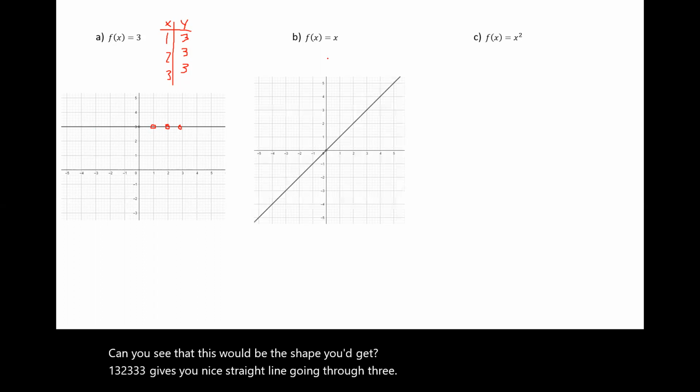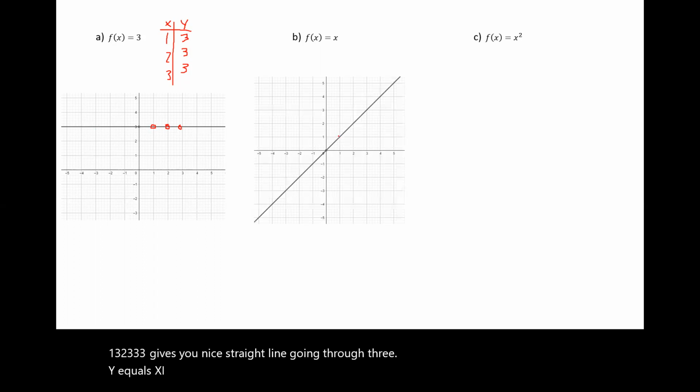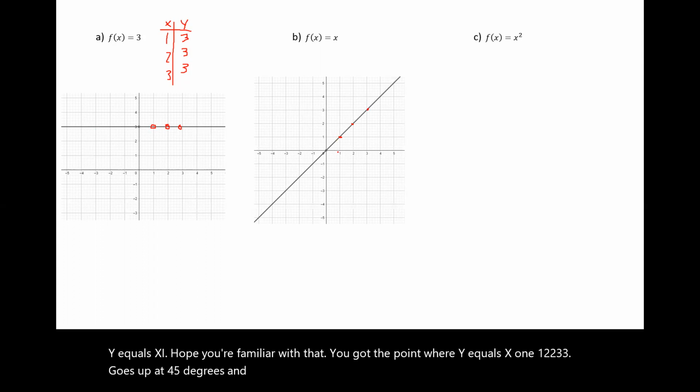Y equals x. I hope you're familiar with that. You've got the points where y equals x: 1, 1, 2, 2, 3, 3. Goes up at 45 degrees, and this shape, please know this one, because essentially all the other shapes are just transformations of this one.